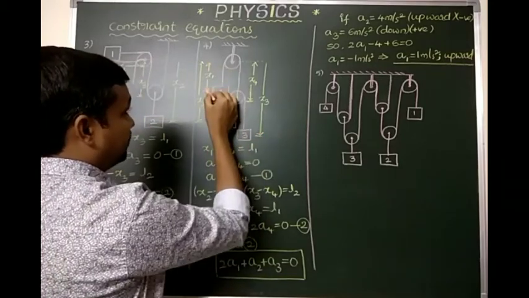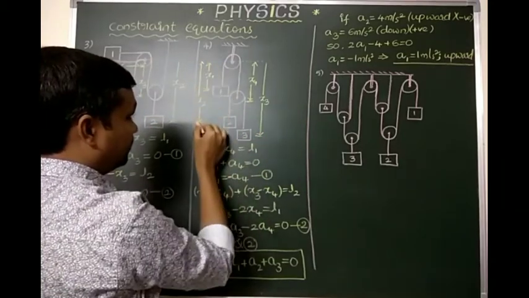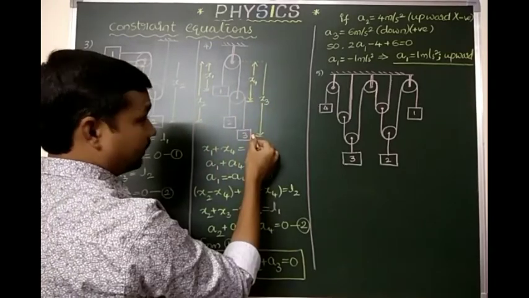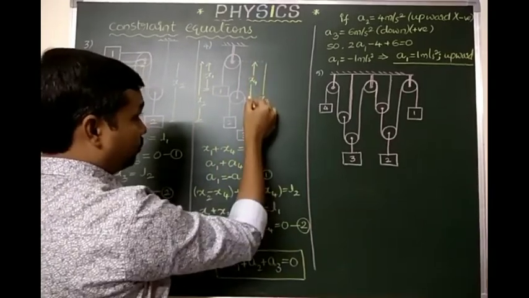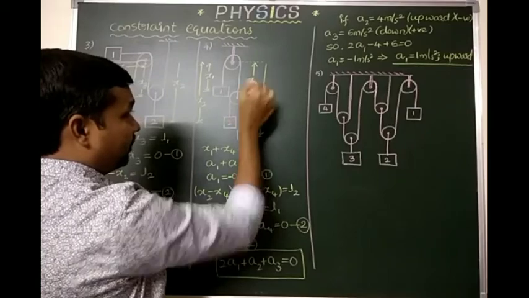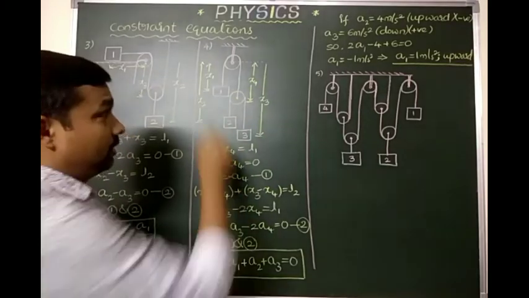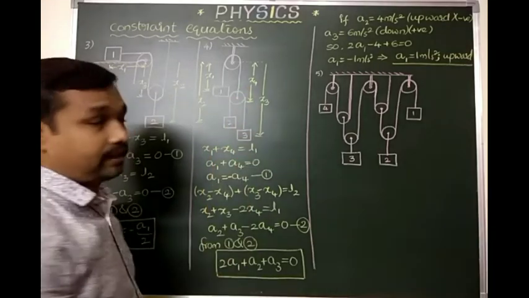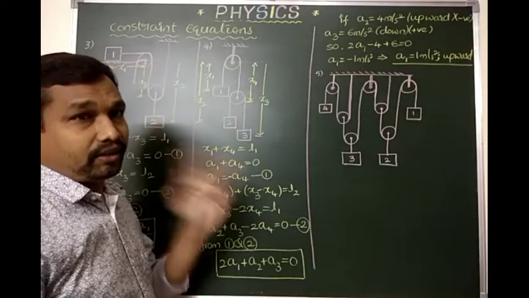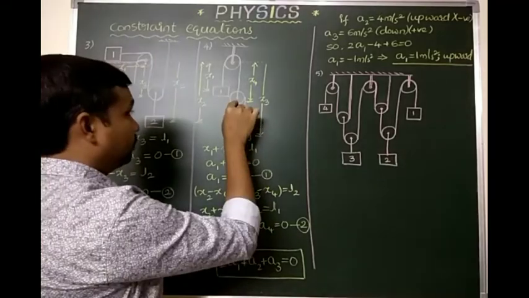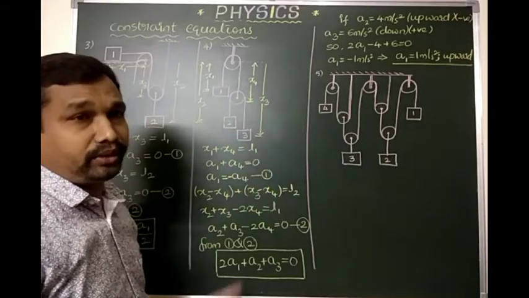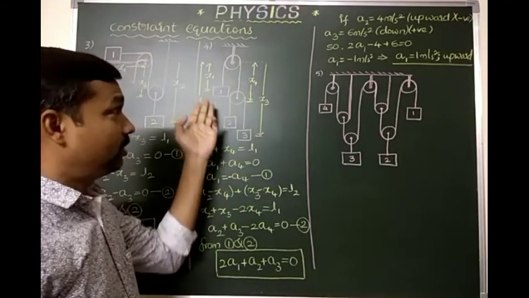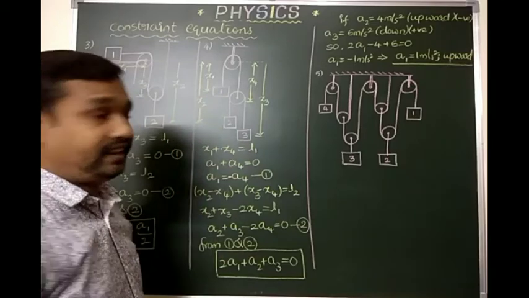First block distance is x1, second block distance is x2, third block distance is x3, and the fourth one, the pulley, I am taking as x4. First block x1, second block x2, third block x3, so it is easy to identify 1, 2, 3. And the fourth one we are going to eliminate, so there is no need of that. So I am taking in order 1, 2 and 3.